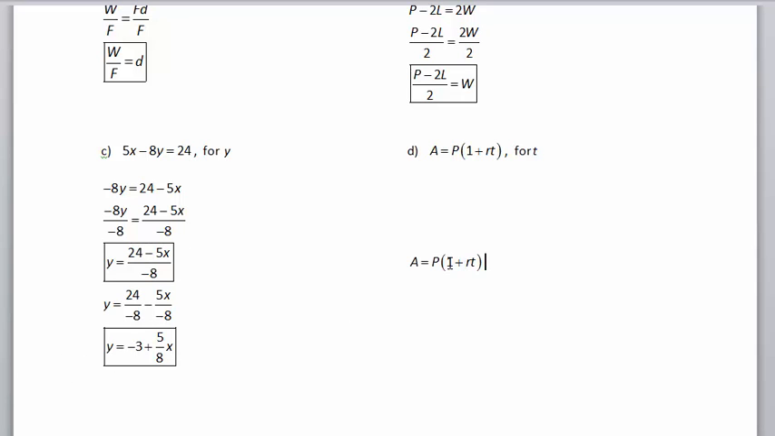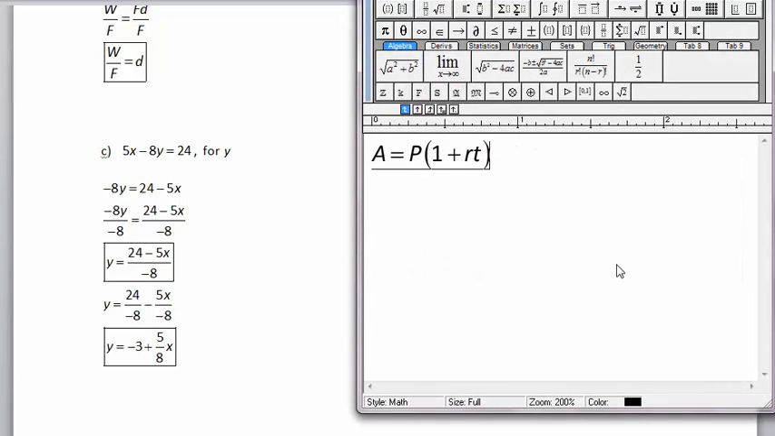In part D, we want to solve for t. T is inside of these parentheses with p, so what I want to do first is go ahead and distribute. So a is equal to p times 1 is p, plus p times rt is prt. And now to solve for t, because this p is not part of the t expression, we're going to subtract it from both sides. So we're going to have minus p minus p.